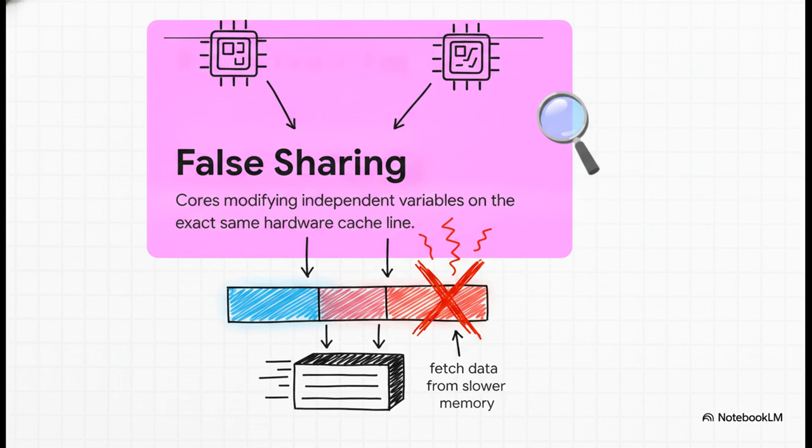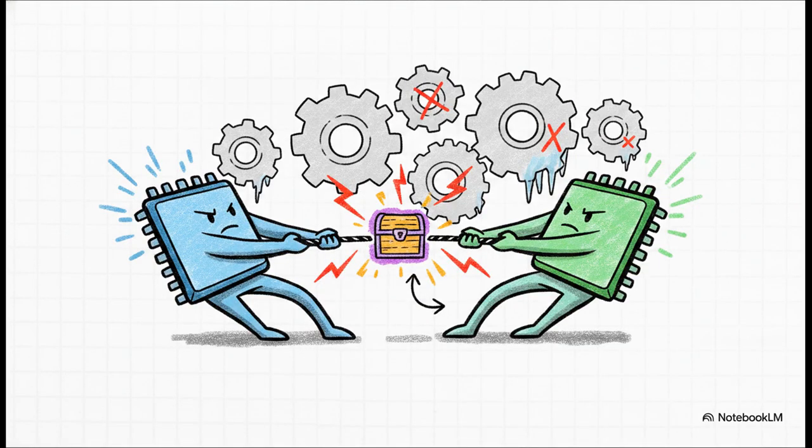So when core A updates its variable, it instantly invalidates the entire cache line for core B. The cache is just constantly invalidating itself, forcing the CPU to go all the way back to slower memory over and over again. Netflix actually ran into this exact nightmare. They called it Mount Mayhem. They were scaling up containers and suddenly their nodes were just stalling for 30 seconds or more. The crazy part? The CPU didn't even look busy.